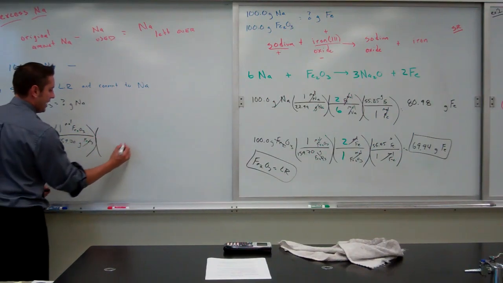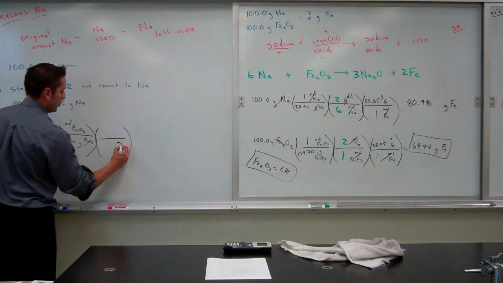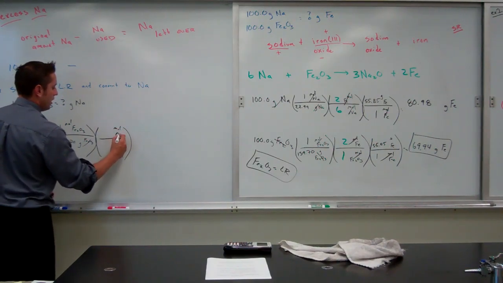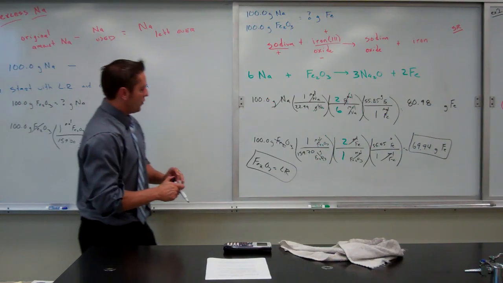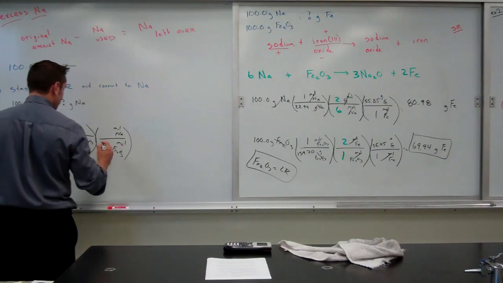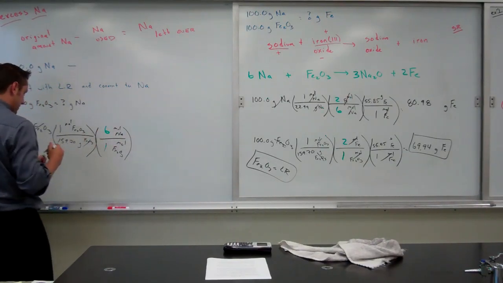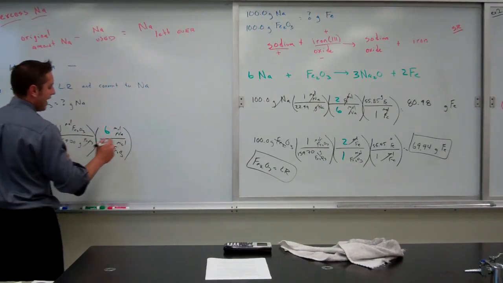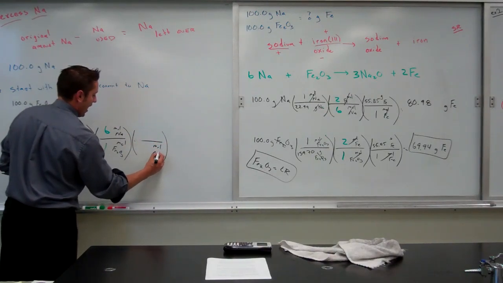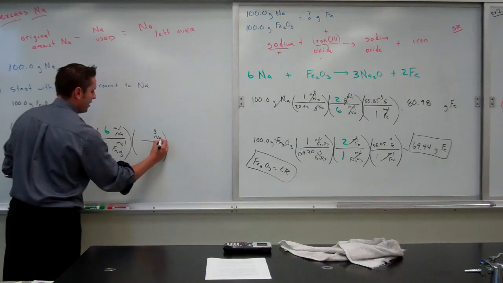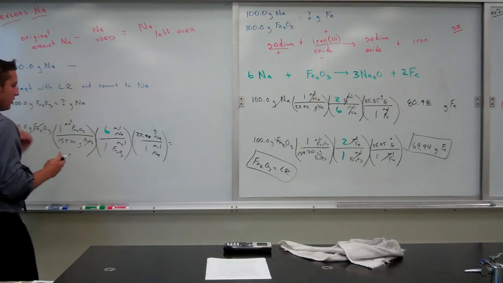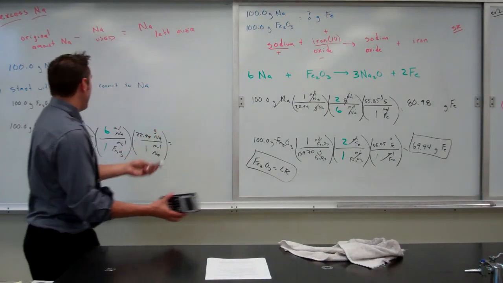Now I'll change identity, and I'll go from moles Fe2O3 to mole Na. Coming back over here, Fe2O3 gives me a 1. Na gives me a 6. And then lastly, I have to convert moles of Na to grams of Na. 1 mole has 22.99 grams. So we get ourselves the amount of Na used.